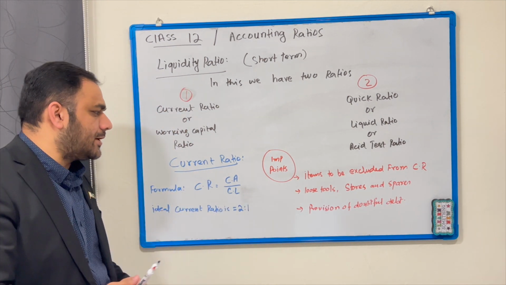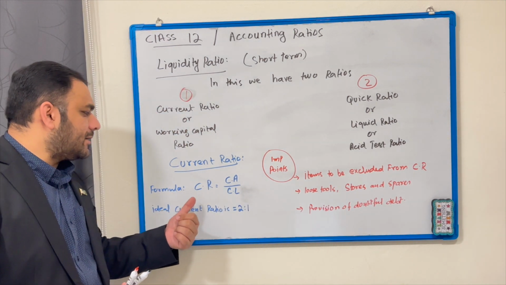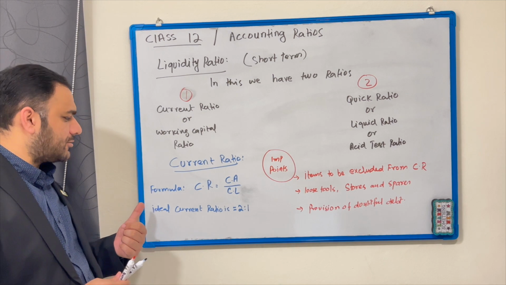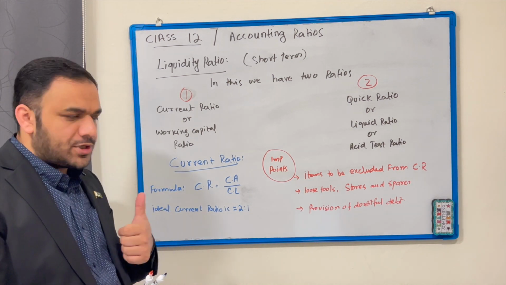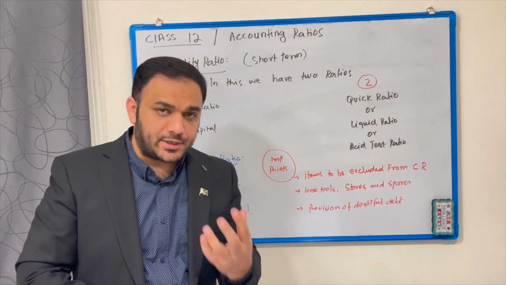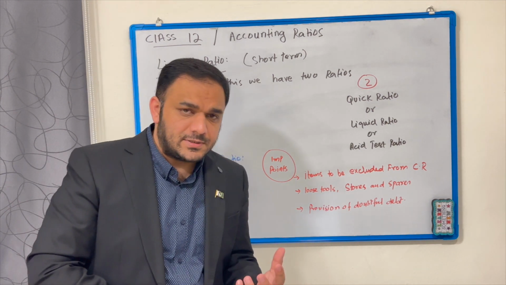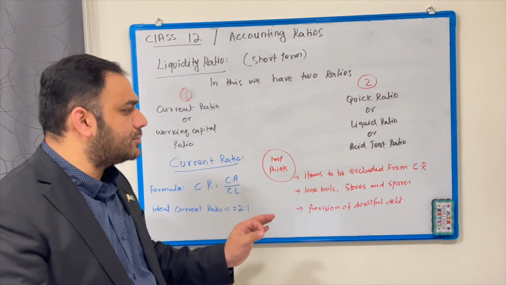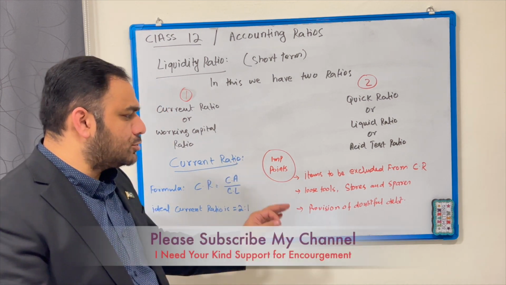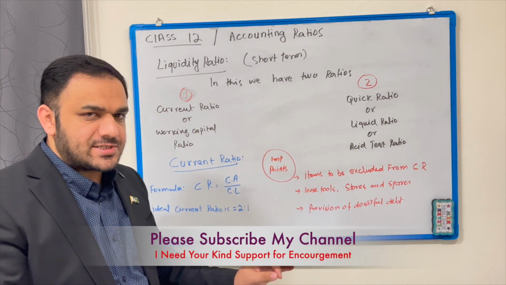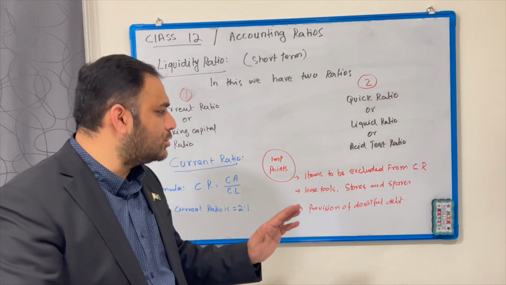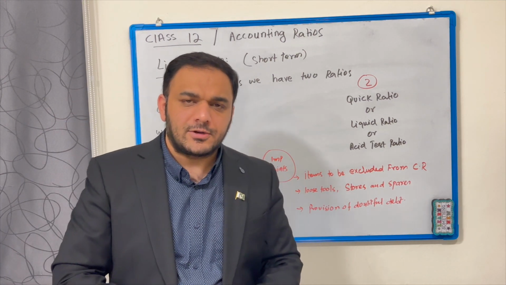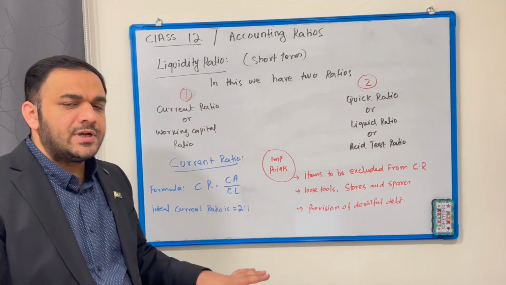First of all, we will see what is current ratio. Current ratio equals current assets over current liabilities. This is the formula for current ratio, and the ideal current ratio is 2:1. Here there are some important points while you are doing current ratios. You have to memorize these three points. First of all, you should exclude from current ratios loose tools, stores, and spares. These are the three main things you have to exclude from current ratios. And then provision for doubtful debt will not be recorded in current ratios.